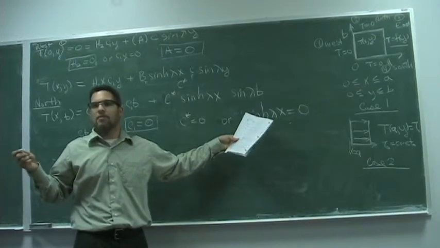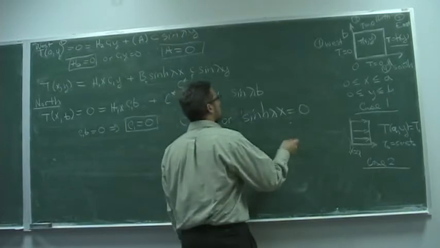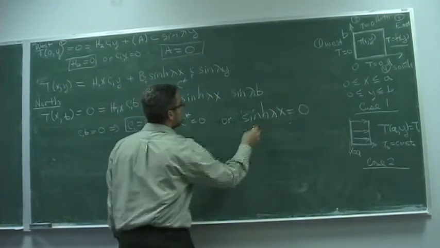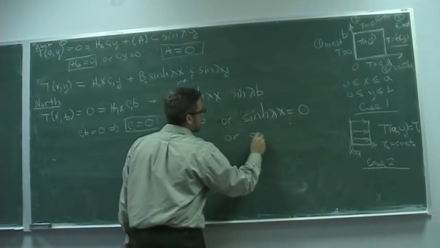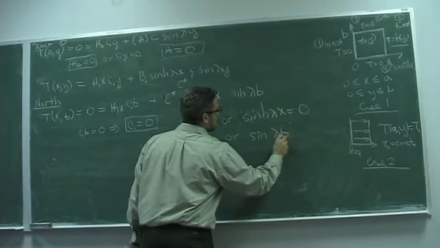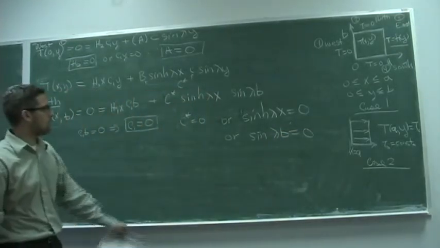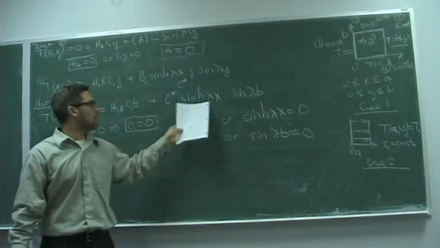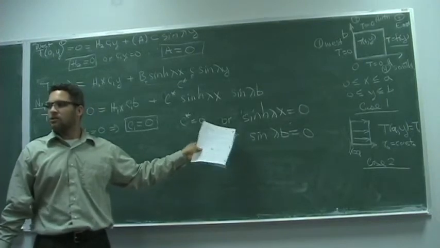Think about how sine hyperbolic looks. It's not always 0 in general, so we know that's probably not a good option. The other one is sine lambda b equals 0. This one zeroes out the whole thing for all time, and that one doesn't, so that retains the most information. So we want to go with that one.